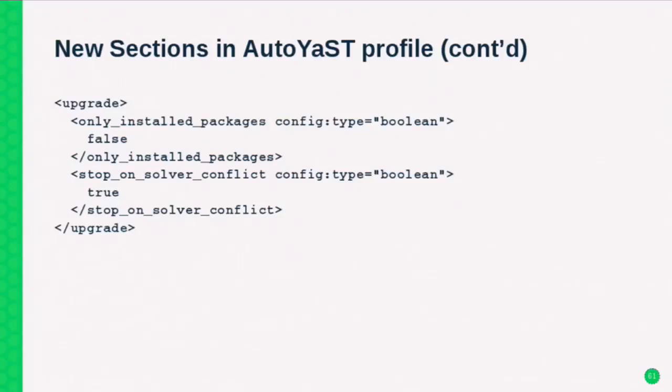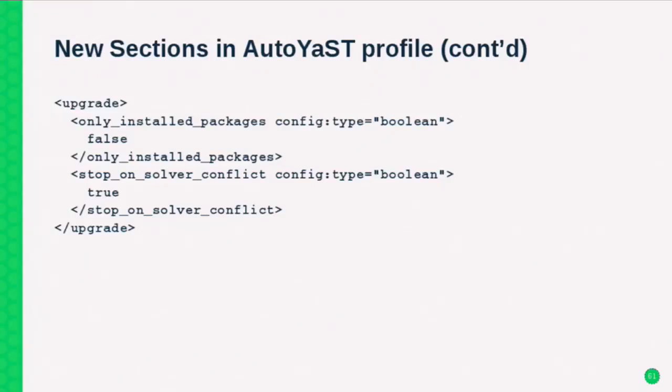The first one, only installed packages, defines whether you really just want to upgrade the packages, which is typically what you do when you upgrade between service packs, or whether you want the system to look more like a freshly installed system, which will also ensure that the basic system patterns will be installed. For this option, if you are doing a manual installation, then true is the default. If you are upgrading from a previous service pack, false would be the default if you are upgrading from a previous major version. But this gives you the option to override the default.